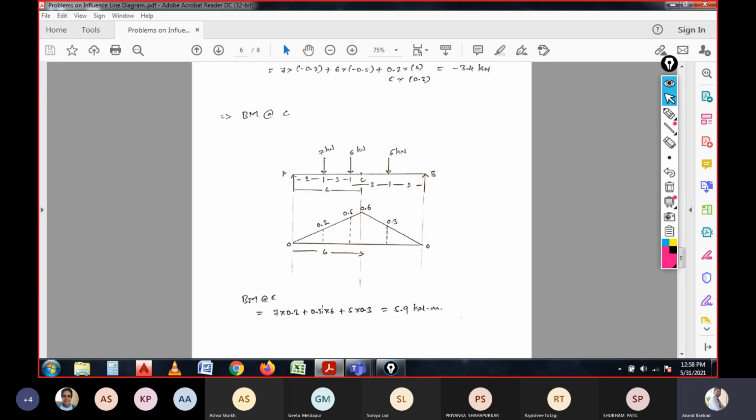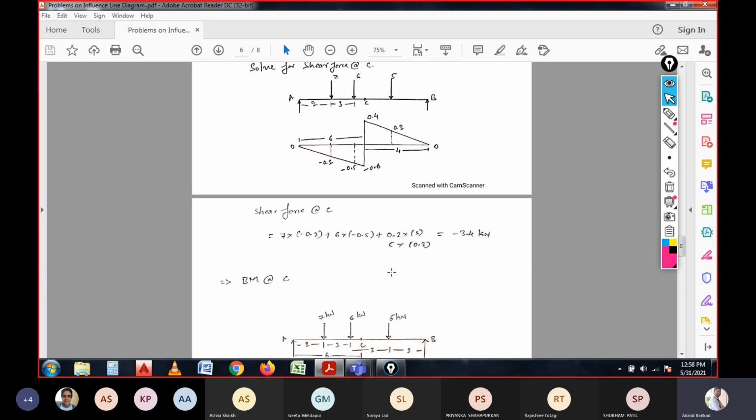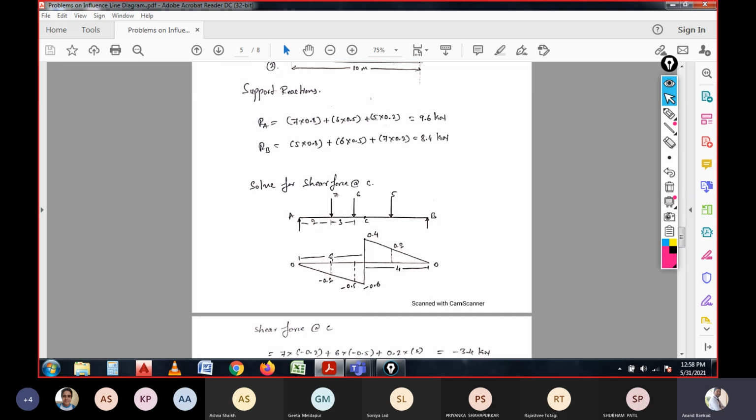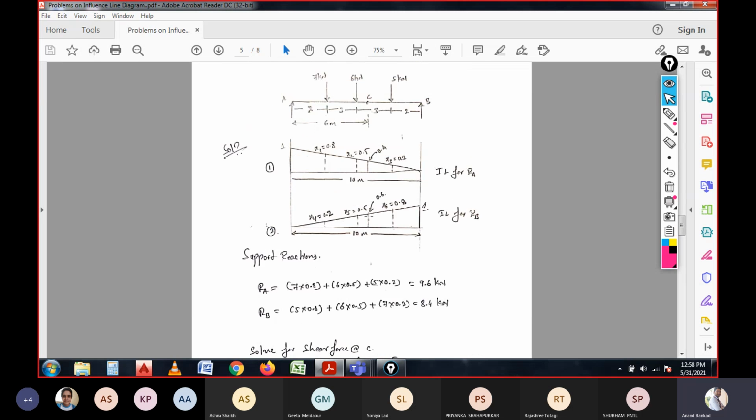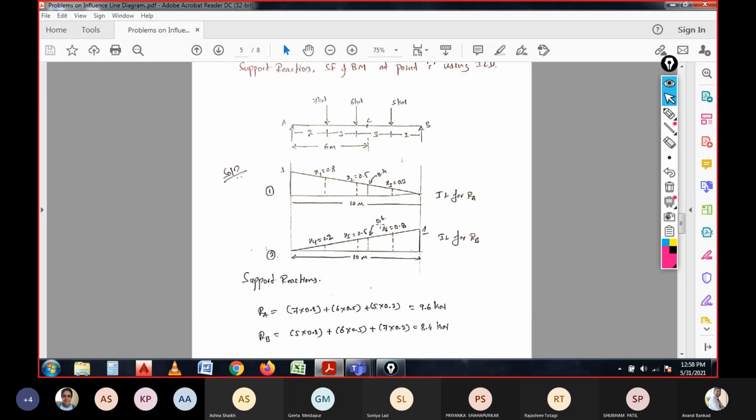So this is how we need to calculate the bending moment values for the given loads, and the shear force for the given loads, with the influence line diagram and the support reactions. Dear students, is that clear? If you have any doubts regarding this, you can ask me.